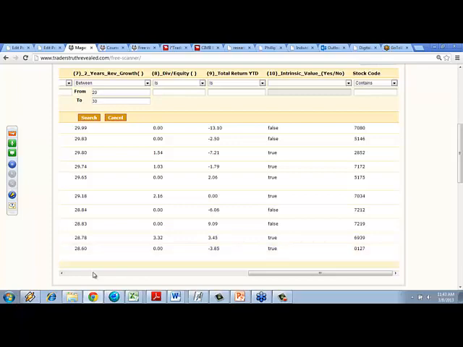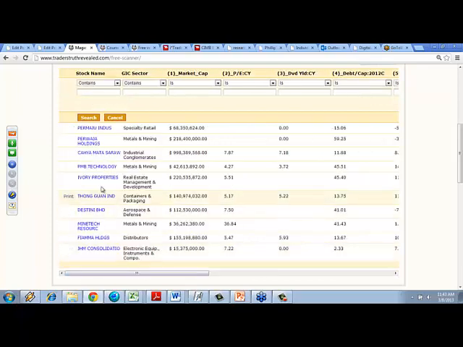So the 2-year dividend growth will tell you what the stocks in here are like, and from here you can actually narrow it down.